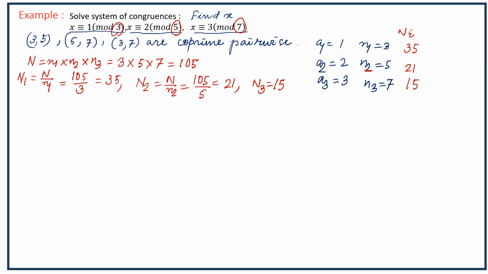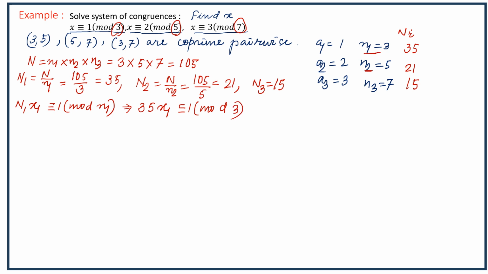Then coming to the third step. The third step is N1 x1 is congruent to 1 modulo small n1. That means applying here, I'll get 35 x1 is congruent to 1 modulo 3, because n1 is 3.